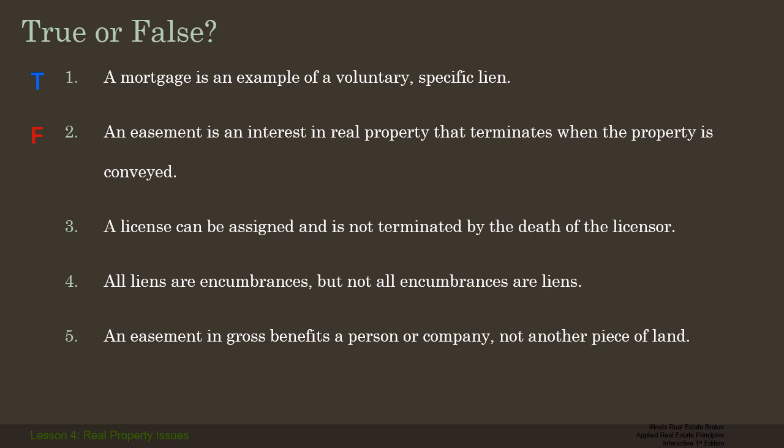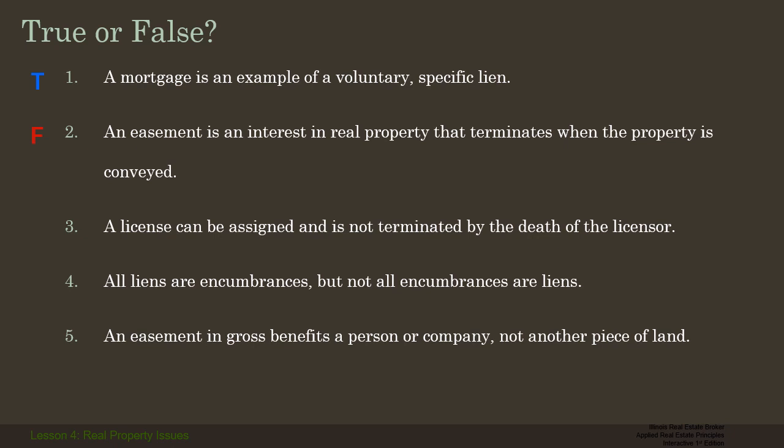A license can be assigned and is not terminated by the death of the licensor. No, as we said, a license terminates upon the death of the licensor. It also terminates on the death of the licensee, the person you gave the license to. So the giver of the license, licensor, the receiver of the license, licensee, that license will terminate upon the death of either party. And as we said before, if you gave your buddy a license to hunt, he can't assign it to somebody else.